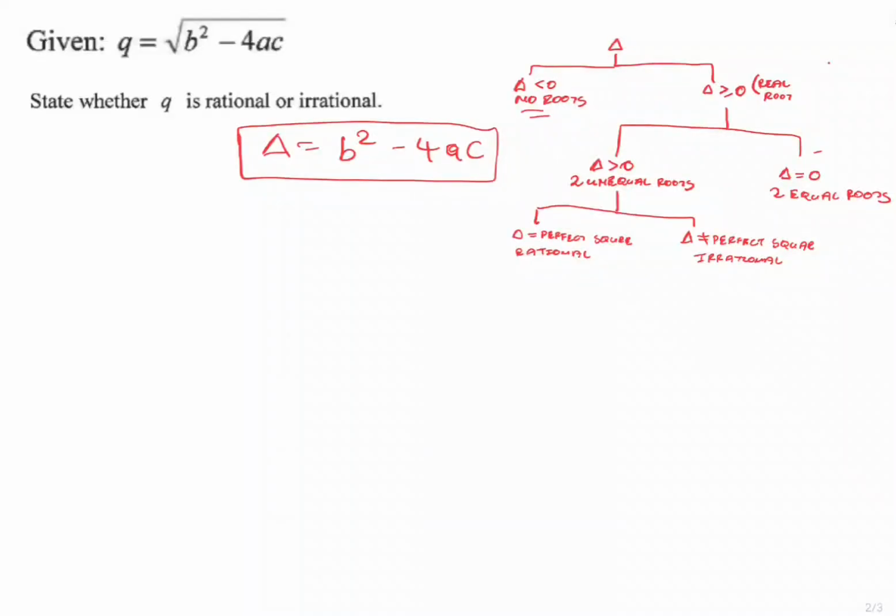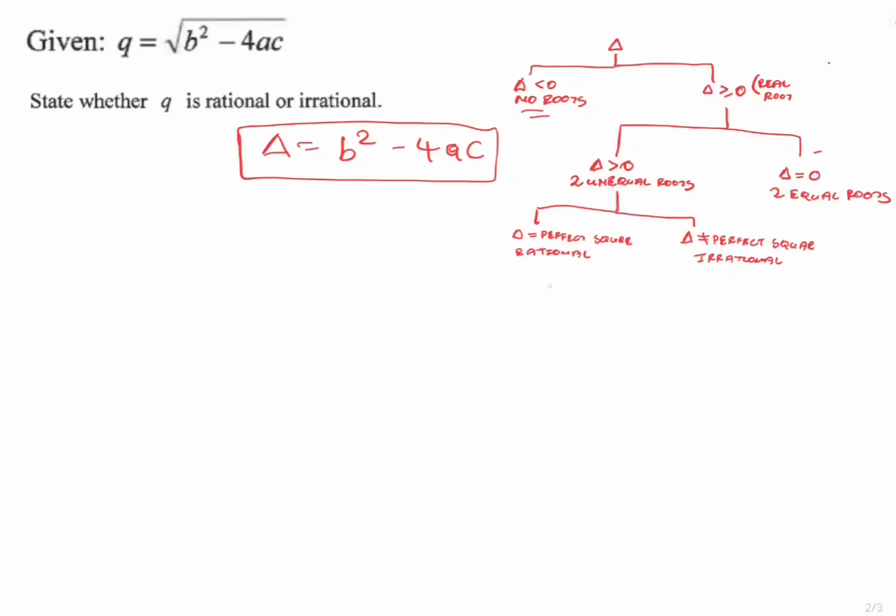In the last video, I explained this diagram of a discriminant and how it's broken down. You can check out my last video to understand where this diagram is coming from. Now we want to dive deep into the actual question. We're trying to understand whether Q is rational or irrational.